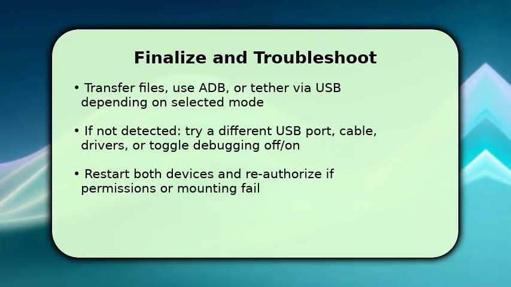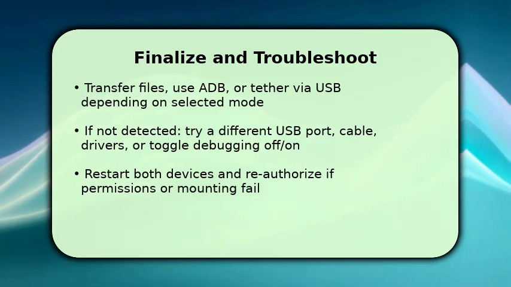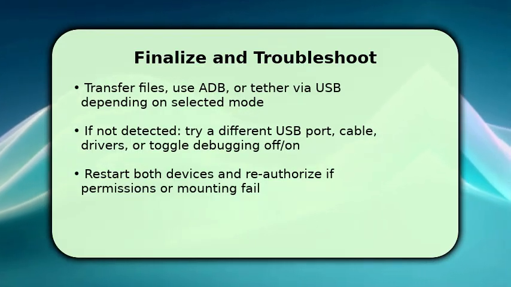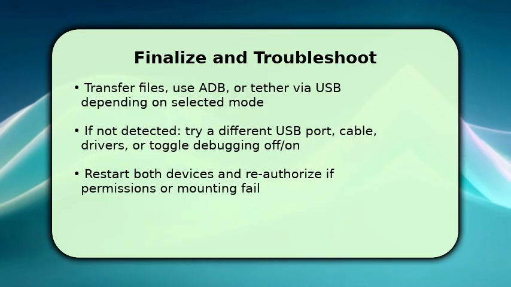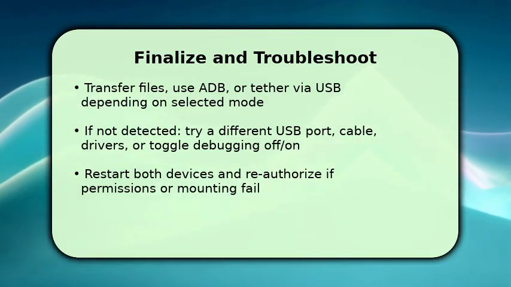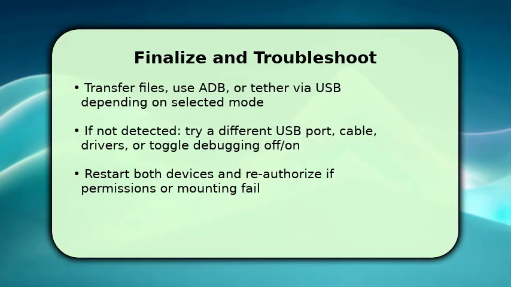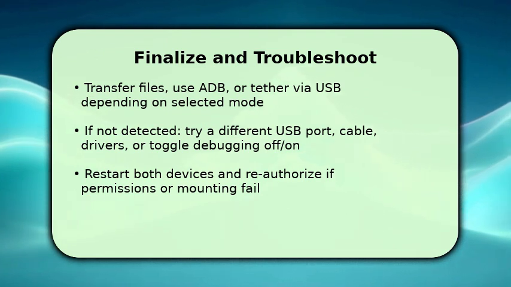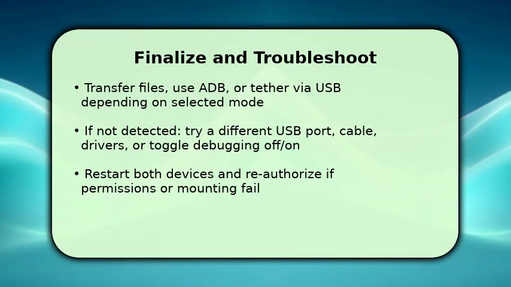USB mode you chose. If the laptop does not detect the phone, first try a different USB port or the original cable, then reinstall drivers or toggle USB debugging off and back on. Restarting both devices often clears transient issues. One key troubleshooting tip: enable USB debugging and accept the RSA prompt again after a reboot to re-establish trusted connections.